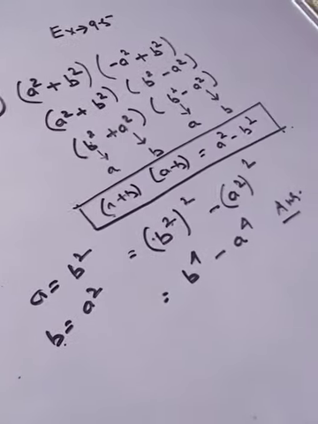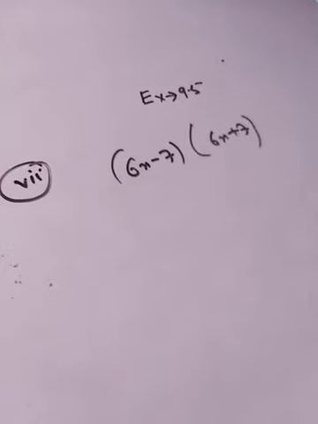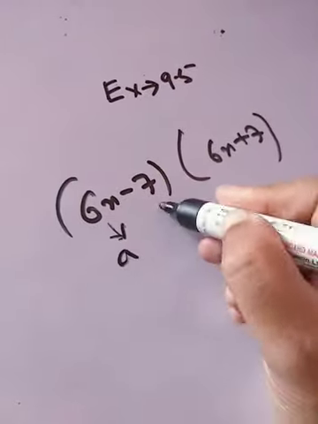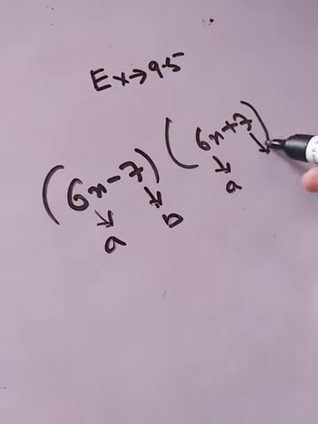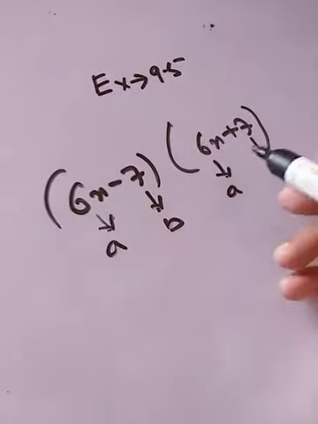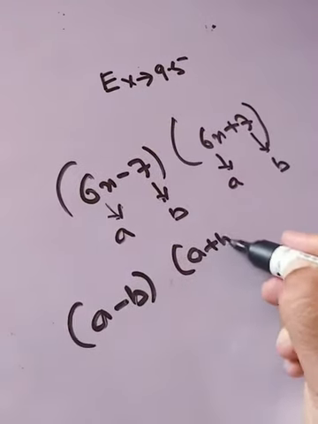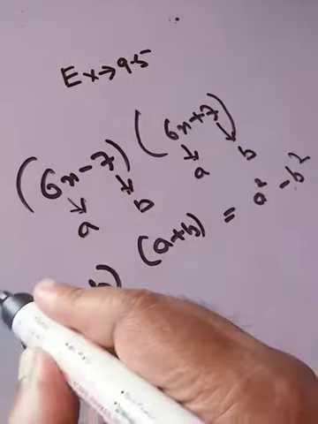Okay. So let's move on to sum number 7. This is question number 7. It is very easy to understand which identity will follow. That is, suppose if this is a and if this is b, so this will also be a, this will also be b. So it is a minus b, a plus b. So what is the answer? a square minus b square. So this is the identity that will follow.